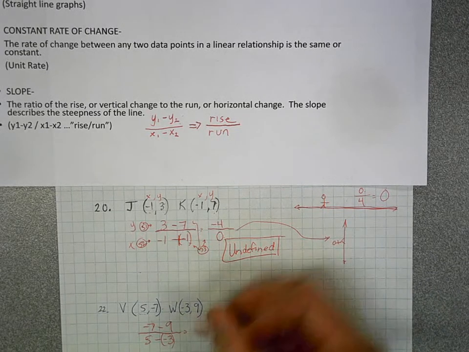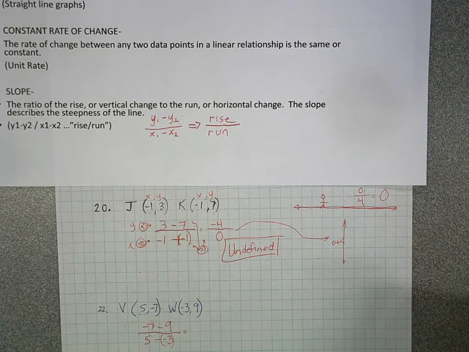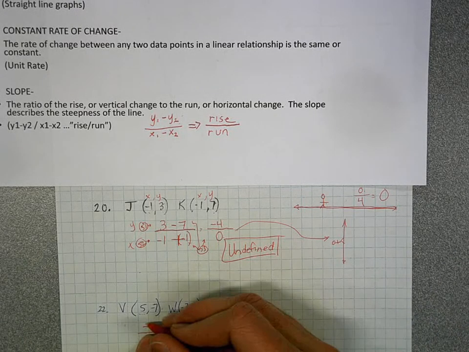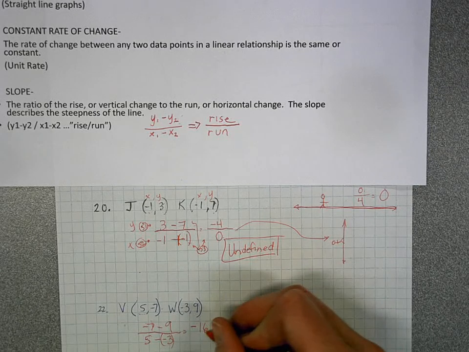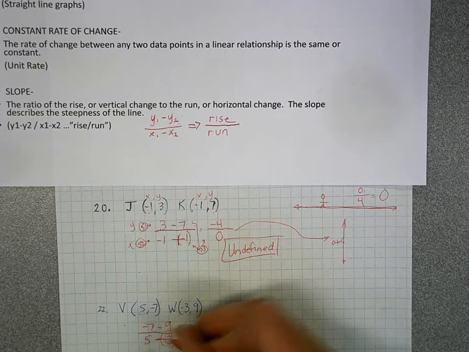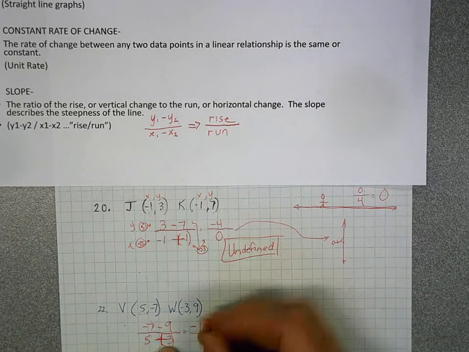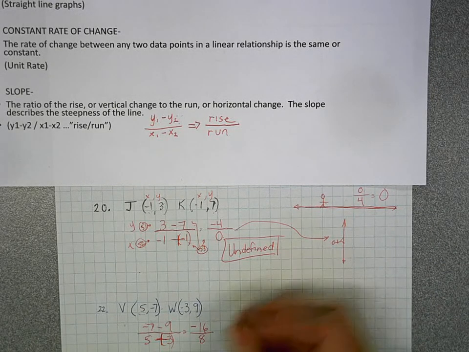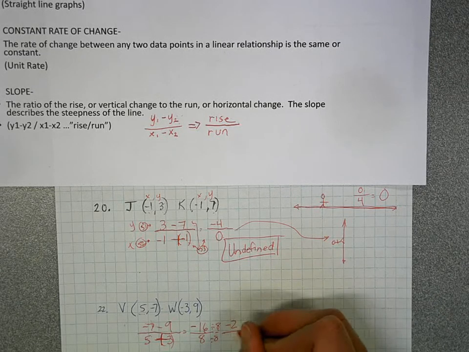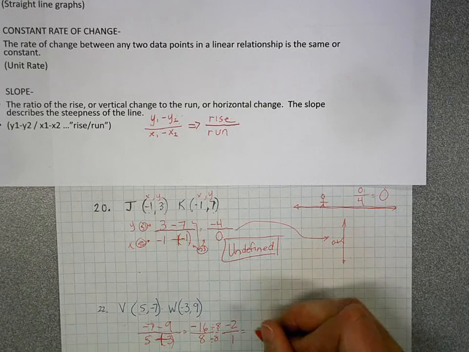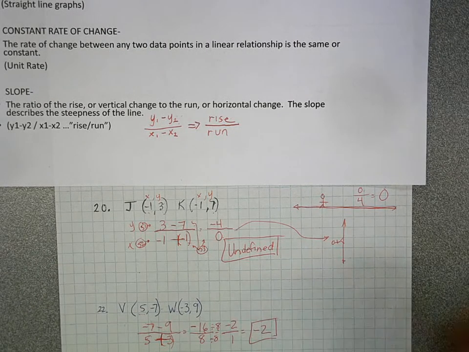So step 3 is solve or compute here. So in this case, I say, okay, negative 7 minus 9. That's a negative 16. Go ahead, get rid of my double negative. 5 plus 3 is 8. And if I reduce, both by 8, I get a negative 2 over 1, or of course, my slope is negative 2. Okay, so constant rate of change and slope.